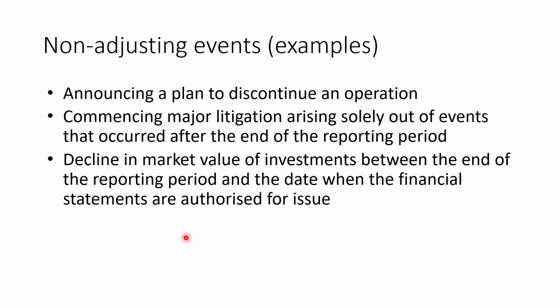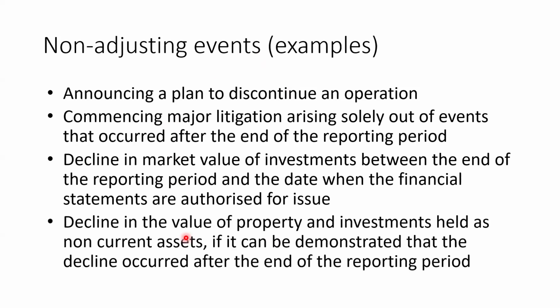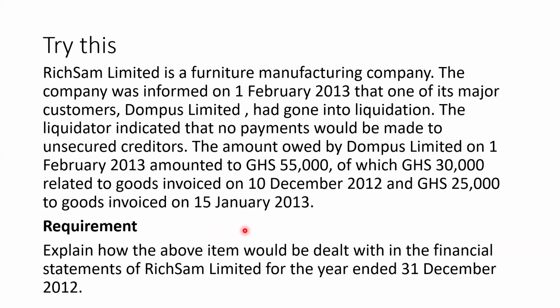Decline in the market value of investment between the end of the reporting period and the day the financial statements are authorized. Decline in the value of property and investment held as non-current assets if it can be demonstrated that the decline occurred after the end of the reporting period. So in a question, it will give you all these for you to know whether it's adjusting or non-adjusting. So there's a question here.